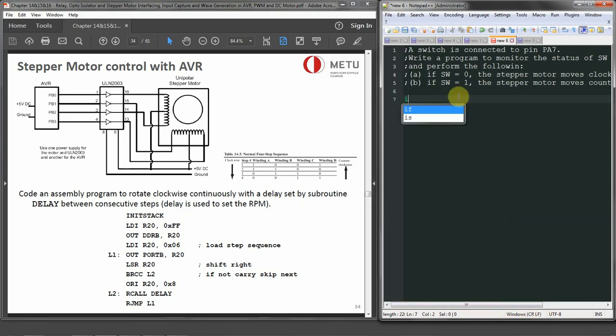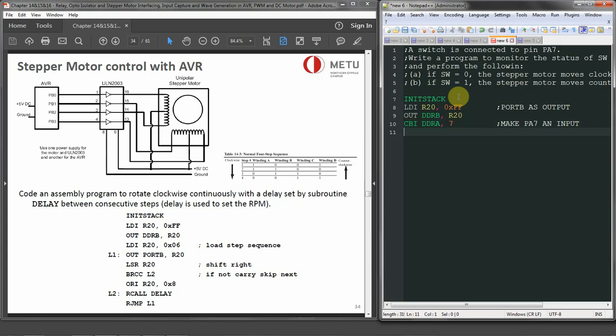We can start with init stack, assuming that we have got the stack and initialized it. Then we'll use port B again for driving the motor stators. LDI R20, 0xFF, port B as output. Then we send out DDRB, R20. Then we have to make port A bit 7 an input. So clear bit, use DDRA 7 and make PA7 an input.